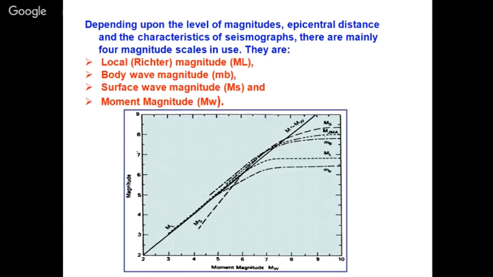Richter magnitude, that is what I was telling you. These are some types of magnitudes depicted here, because that is not the only way to show the magnitude. There are different equations to find out the magnitude, because there are different ways to evaluate the energy release. Body wave magnitude, which is depicted by MB, surface wave magnitude, which is MS, and moment magnitude, which is MW.